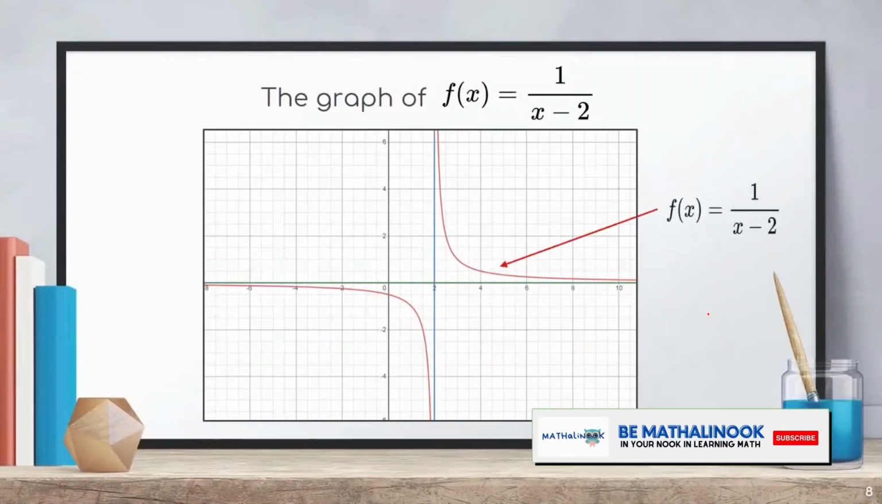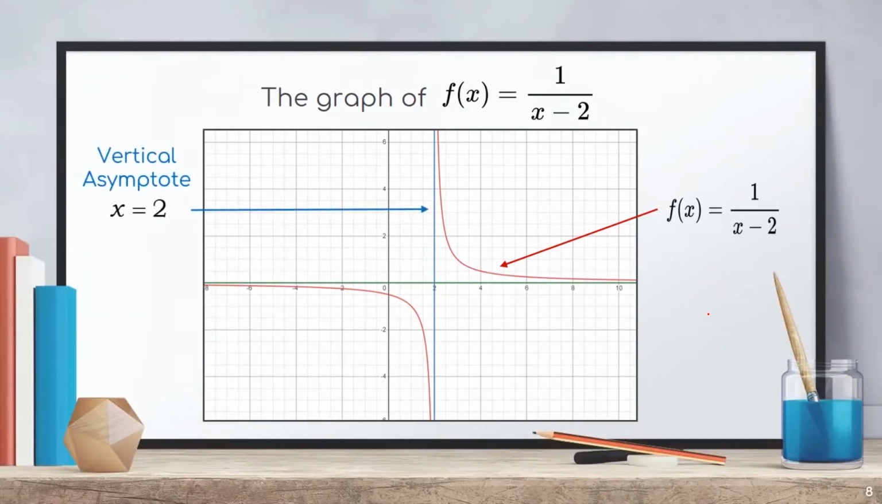This is the graph of f of x equals 1 over x minus 2. And it shows its vertical asymptote to be x equals 2 and the horizontal asymptote y equals 0. It means that no matter how long the graph extends, it will never touch the lines x equals 2 and y equals 0.